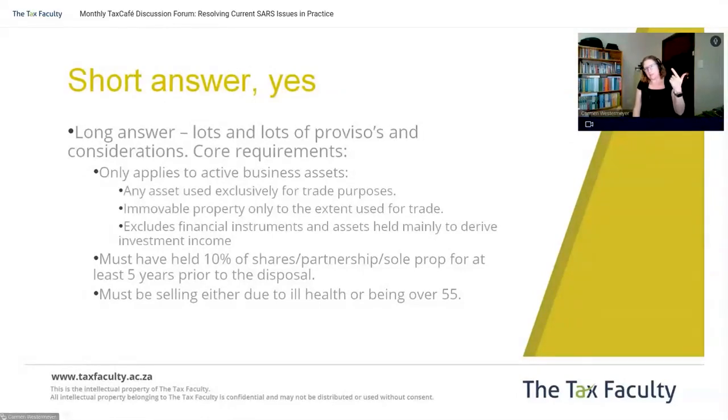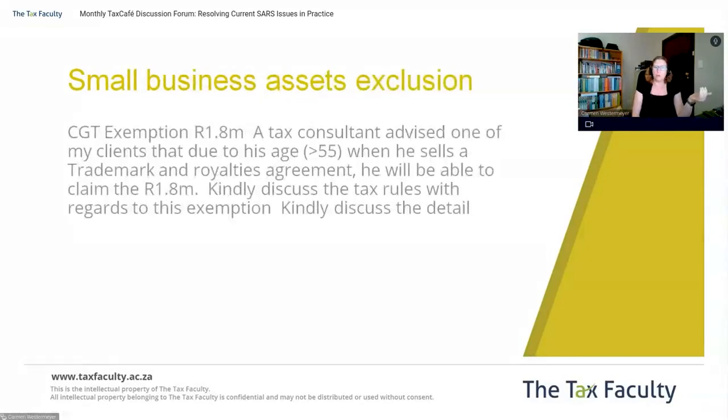You have to have at least a 10% shareholding if you're a CC or a PTY. And then last but not least, you have to be selling or opting out of this business, either due to ill health or being over 55. So if I go back to the example in the question, our individual was over 55. So from that point of view, we qualify.